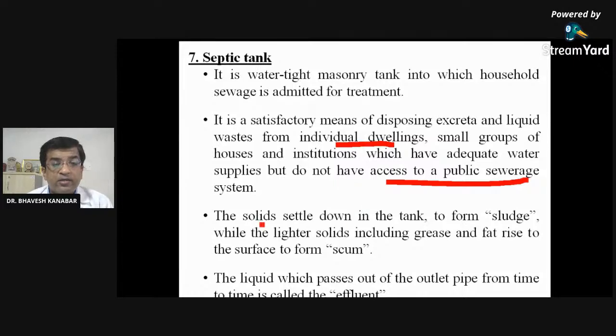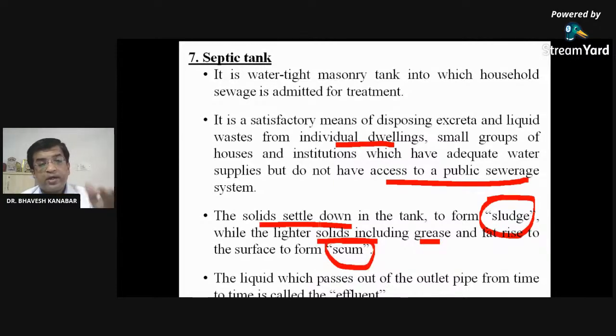Solids in the septic tank settle down in the form of sludge. So this is an important terminology, sludge. Whatever solids settle down in the septic tank is called sludge. While lighter solids, including grease and fat, rise to the surface, it is called scum. So in a septic tank, in the deep part there is sludge, and over the surface it is scum. Sludge is made up of the solids, and scum is made up of the grease and fat which rise over the surface.